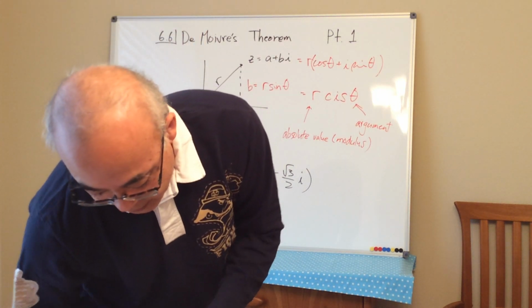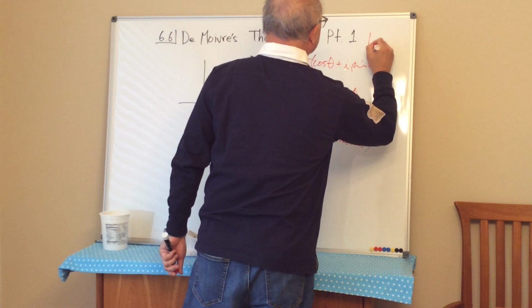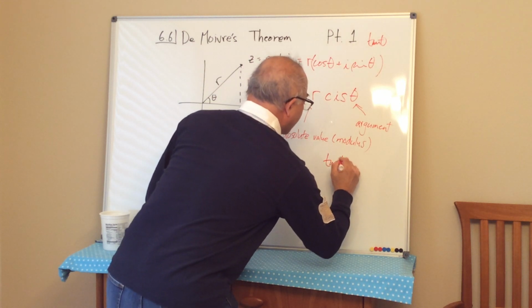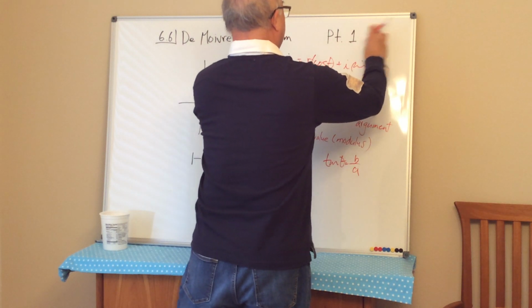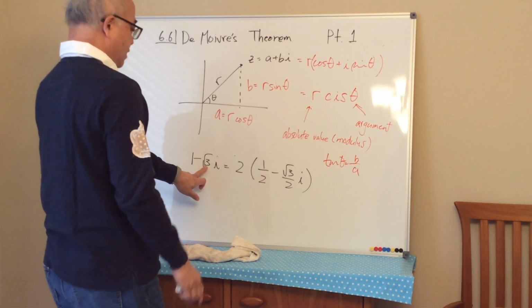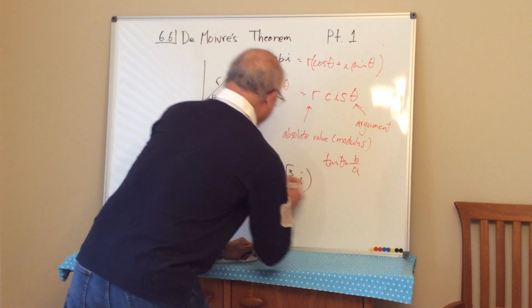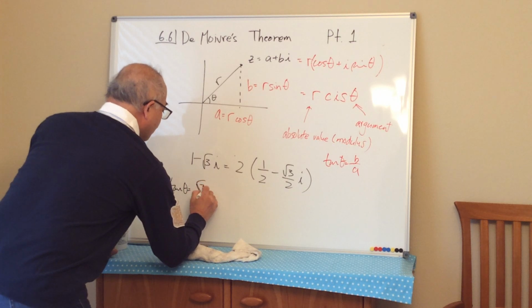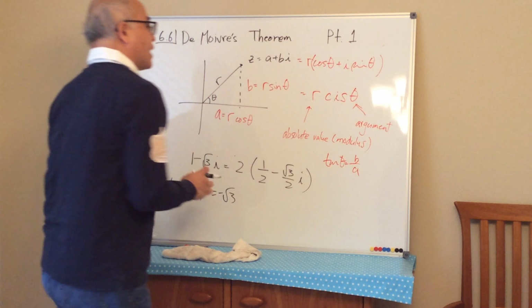Theta is going to be equal to what? Tan theta is B over A, correct? So what is B over A here? I have B as negative root 3 over A as 1, so tan theta is negative root 3 over 1, which is negative root 3. So when is tangent going to be that?